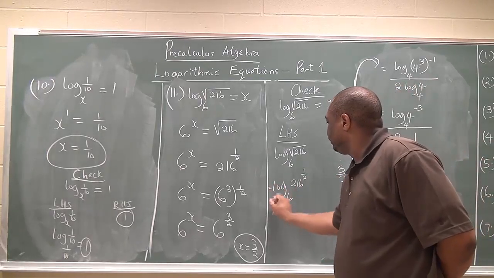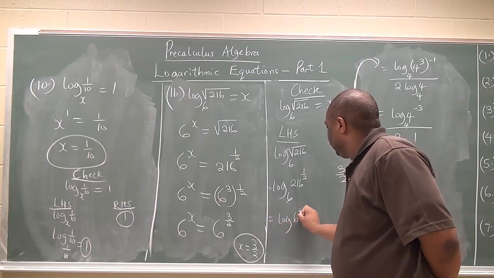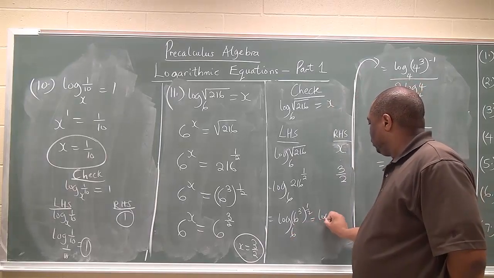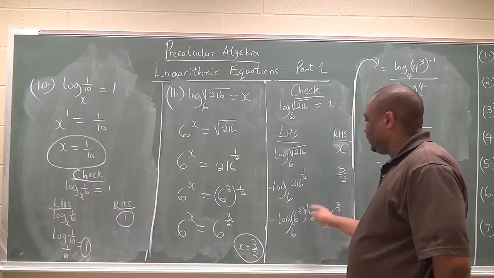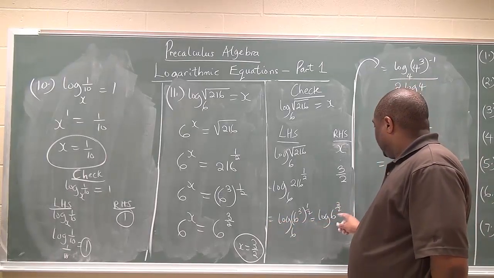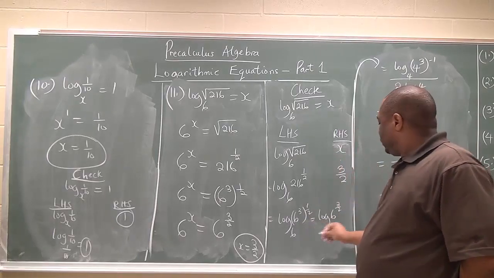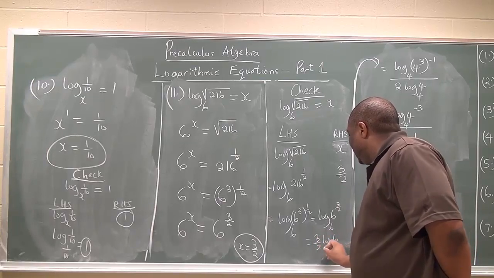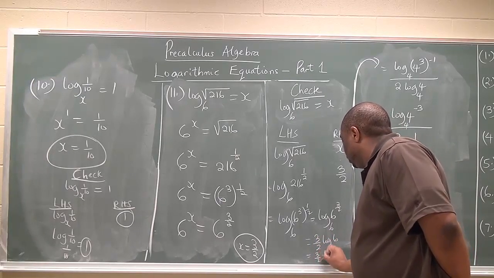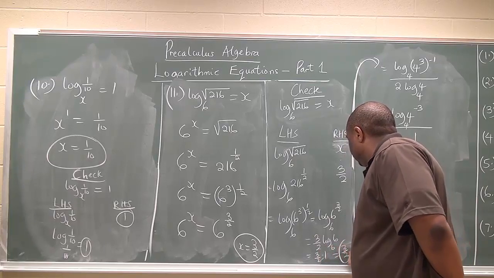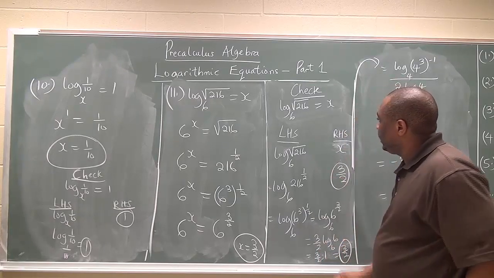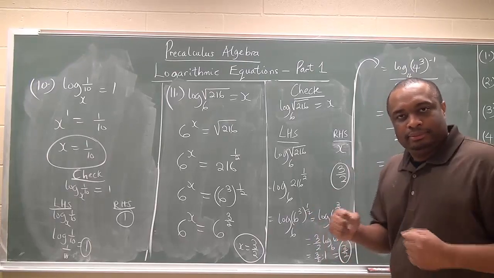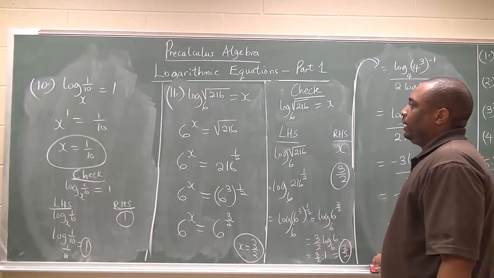So this will be log 6 cubed times 1 half base 6, and that will be log 6 exponent 3 over 2, because 3 times 1 half is 3 over 2. 6 exponent 3 over 2 base 6 gives you 3 over 2 log 6 base 6, and that is 3 over 2 times 1, which is 3 over 2. 3 over 2 on your left, 3 over 2 on your right.